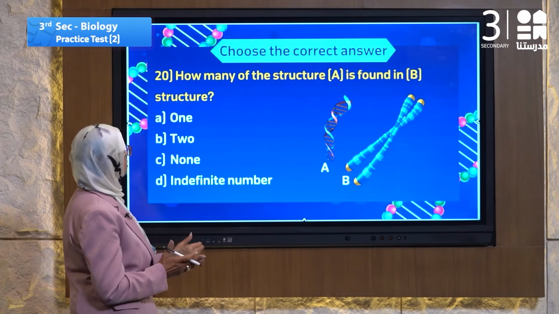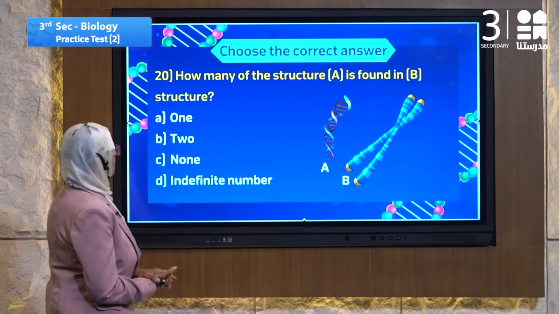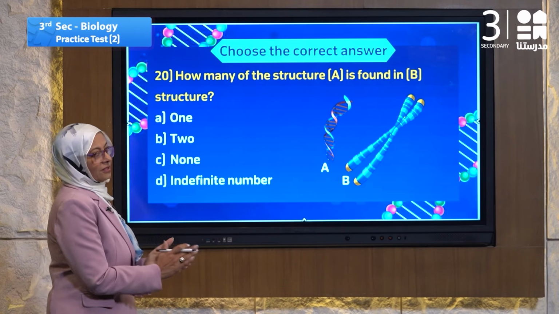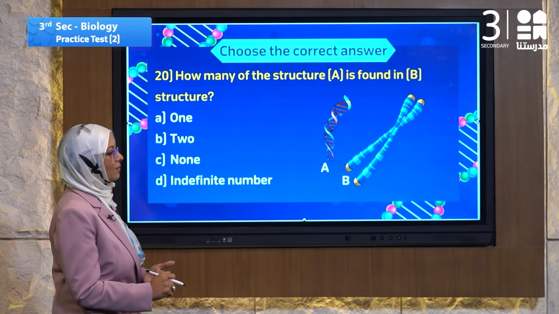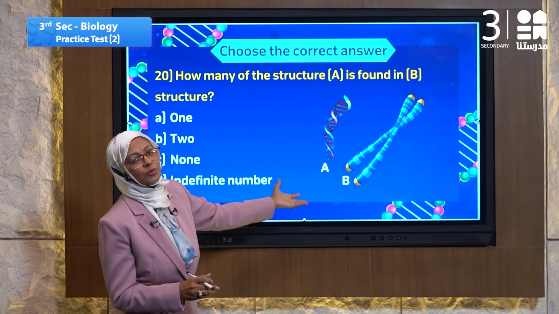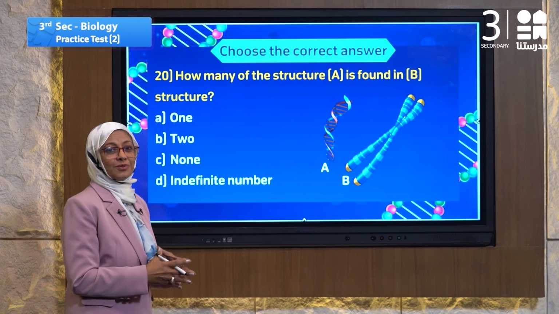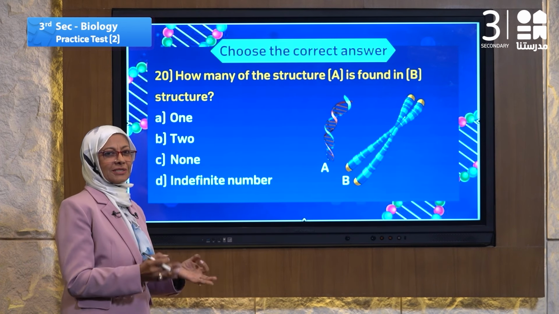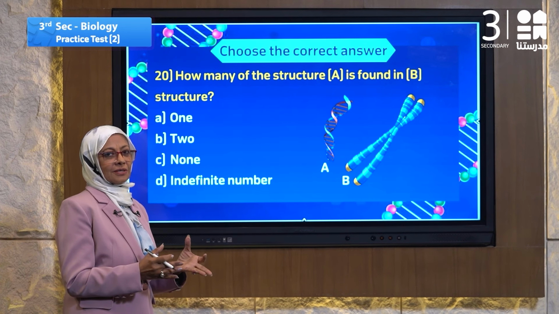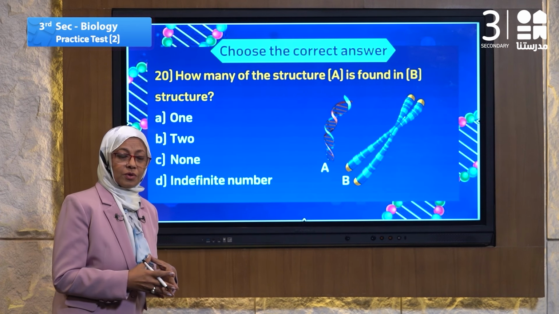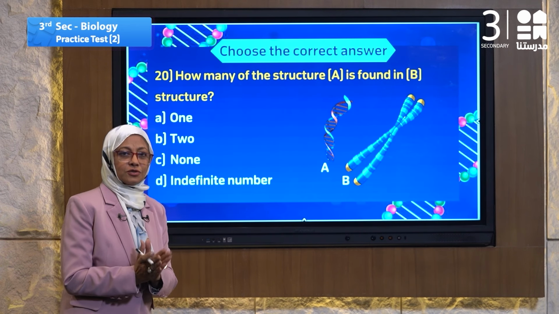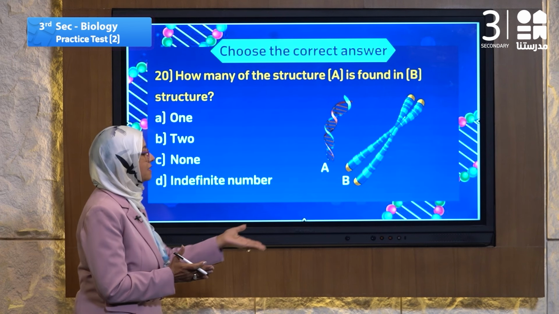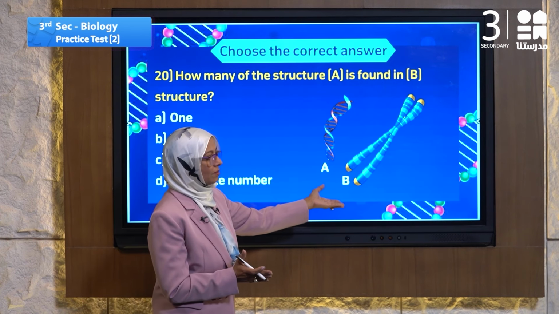Let's go to question number 20. What a figure. It's a lovely figure. We speak about the living organism chromosomes. The chromosomes have a special structure. I said before, when the question has a figure, we must study the figure first. The figure here is about the chromosome.